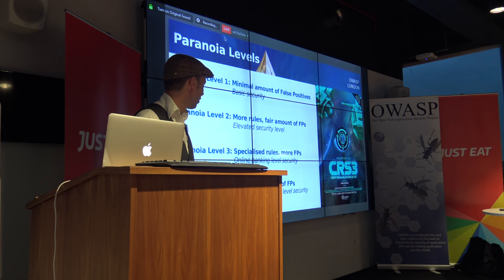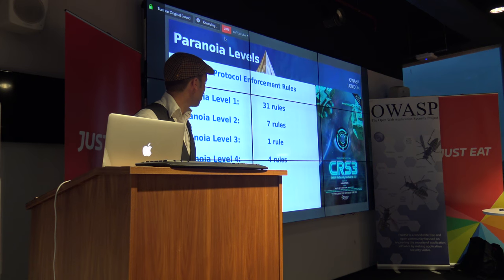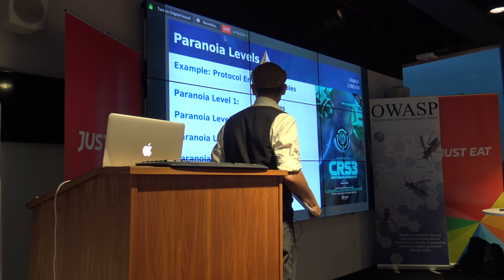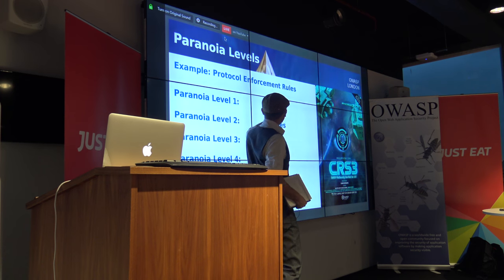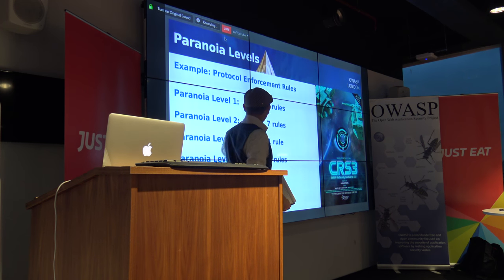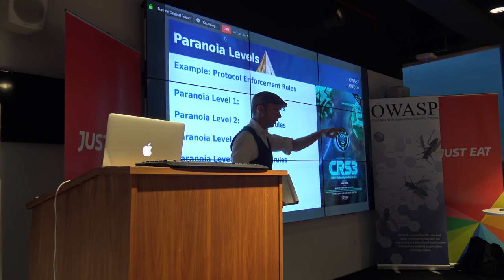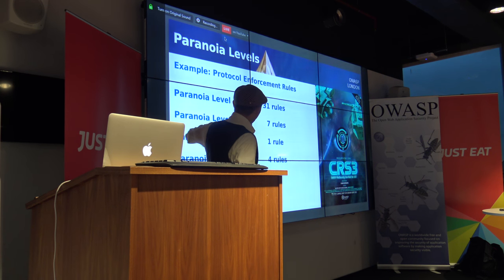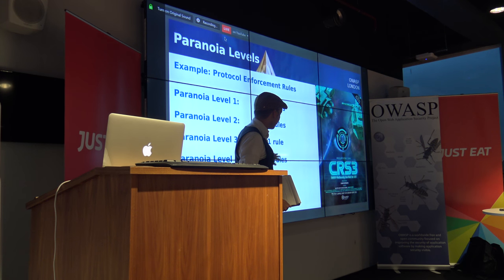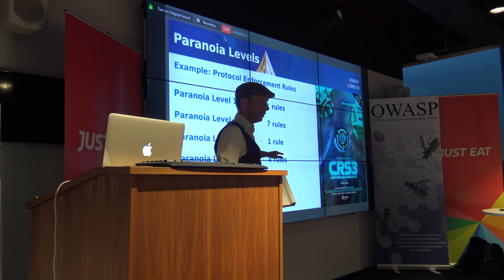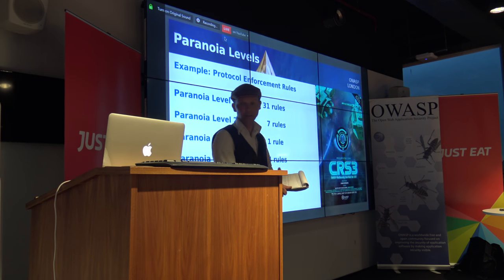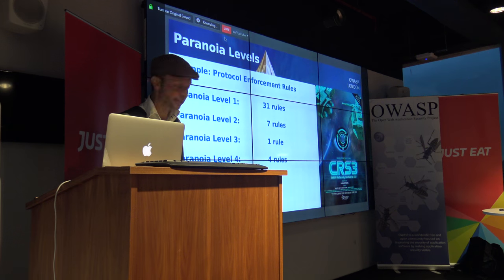So these are paranoia levels. Let's look at the protocol enforcement rules. That's the biggest group of rules we have. In the default, we do 31 rules. Elevated, additional 7. Paranoia level 3, only one additional rule. That's the issue here. So this level has very few rules, fewer than we have in mind. This is a development area. We want more rules in here. And then paranoia level 4, we have a couple of rules, and that's actually good enough because they're extremely basic and extremely aggressive. They look at special characters. This can be seen on the next slide.